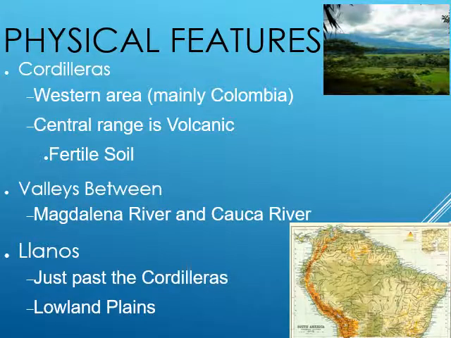Okay, so now we'll start talking about the physical features of this region. And the physical features include, first off, the mountains. The mountains are called the Cordilleras. Okay, we've heard that term before, Spanish term for mountains. And so the Cordilleras are mostly in the western part of this region and mostly in Colombia. They have Cordillera Occidental, Cordillera Oriental, and Cordillera Central.